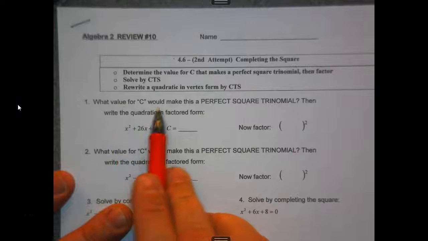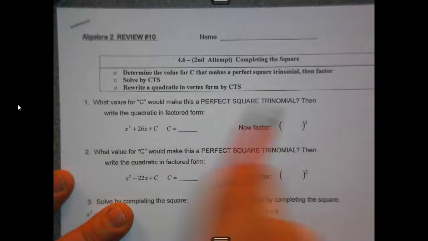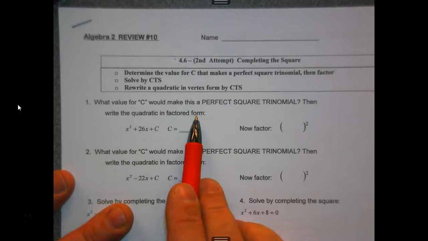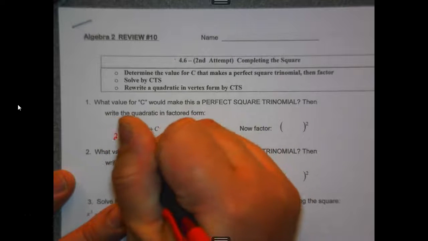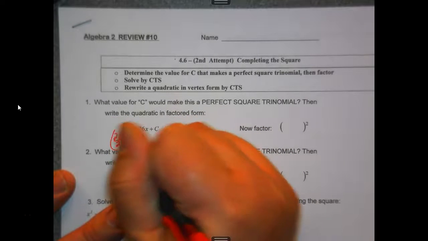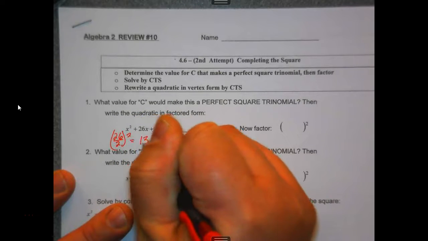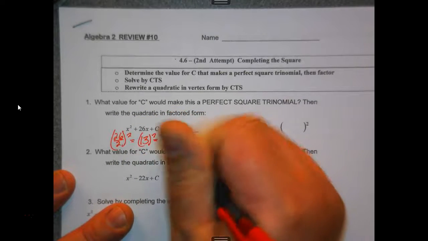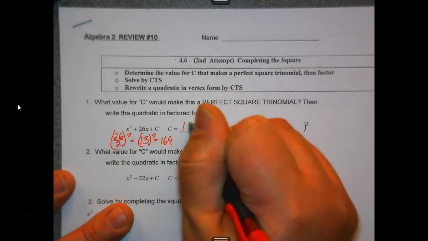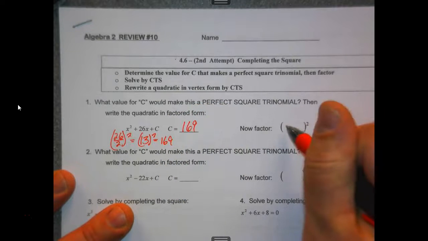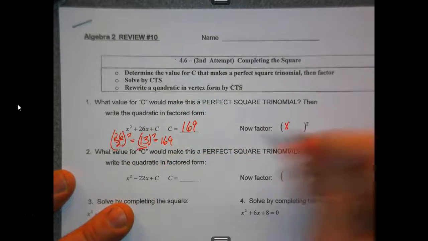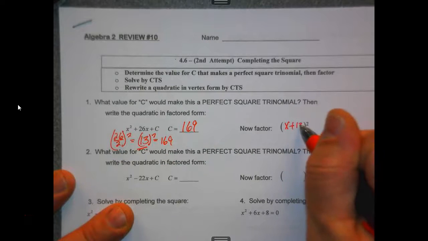What C would make this a perfect square trinomial? Then write the quadratic in factored form. So I'm going to take half of B and square it, which is 13 squared, which is 169. So that's my C. And my factor is x plus 13 squared.